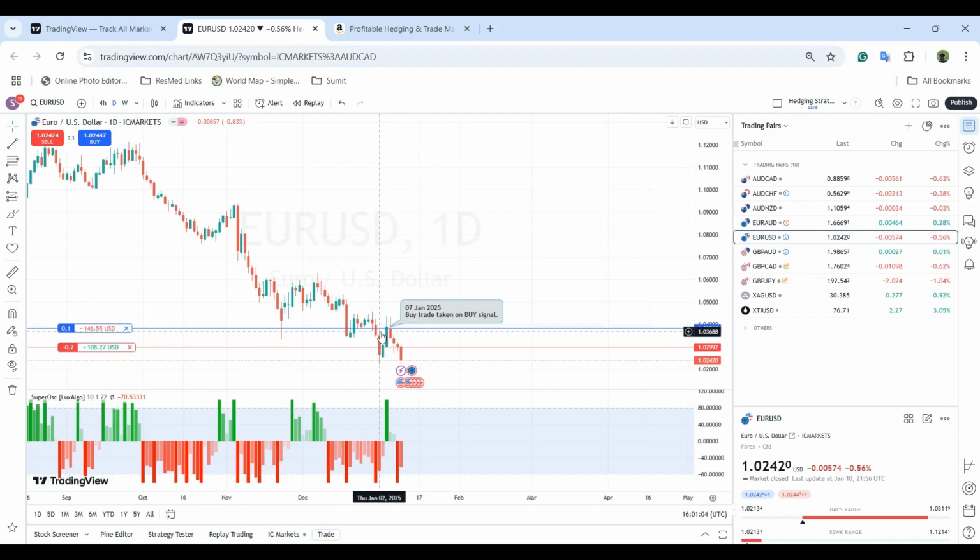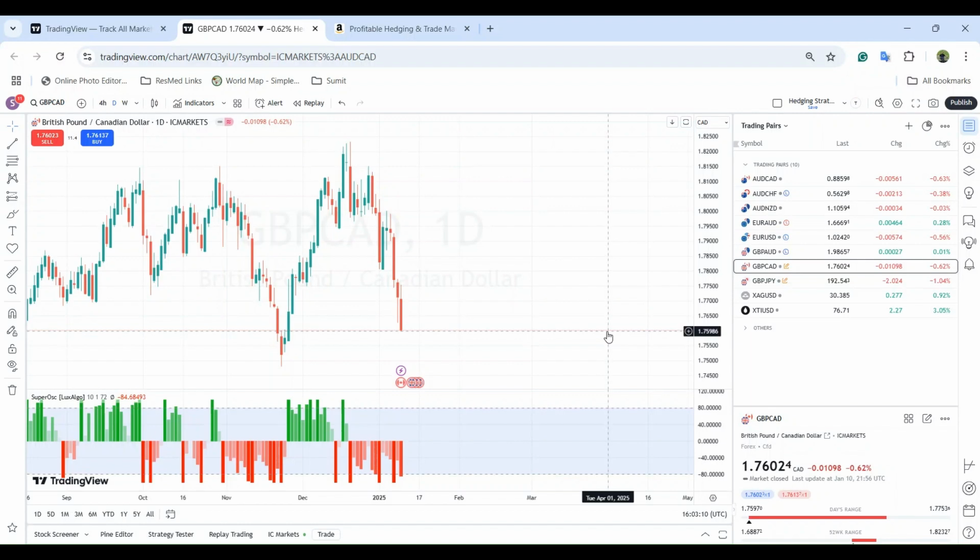Euro US dollar, got a buy trade here on the 7th of January, took that buy trade, went against me straight away. Got a sell trade on the 10th of January, took that trade, doubled the position. The plan is to come out of this at break even. I need to update my chart here. But yeah, you get the idea.